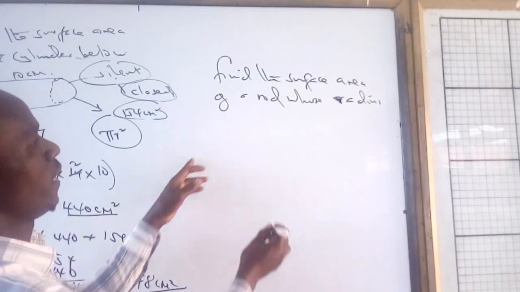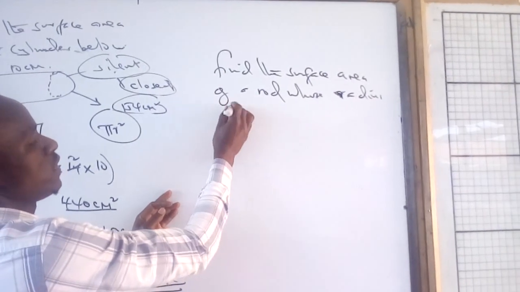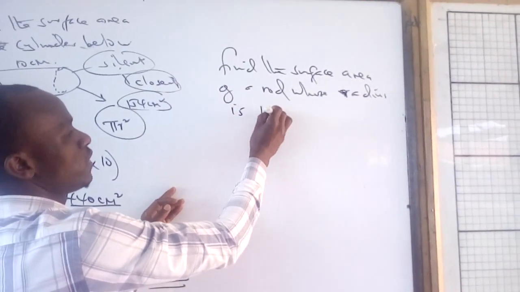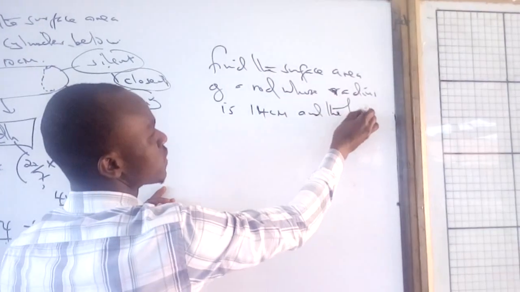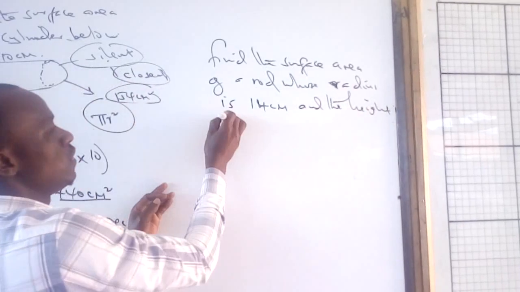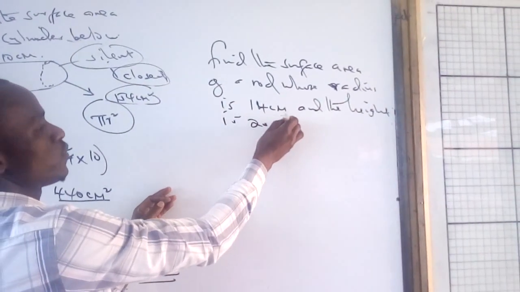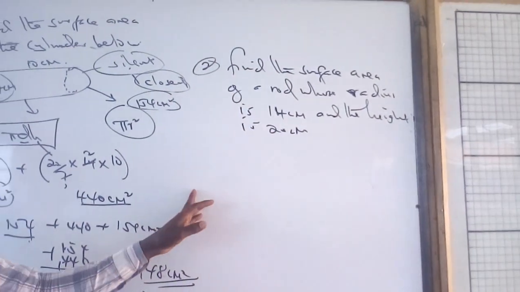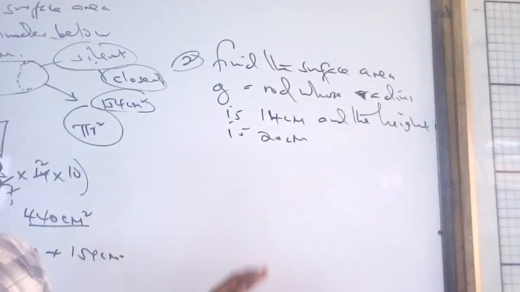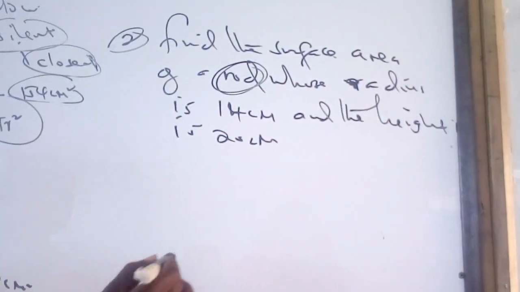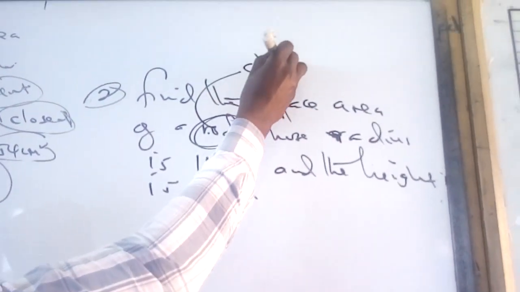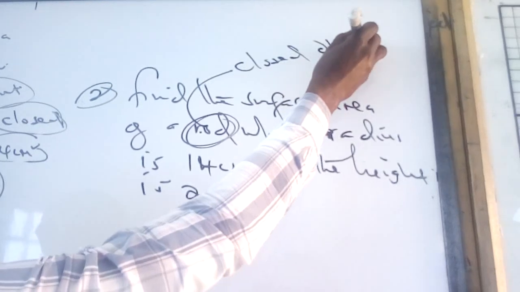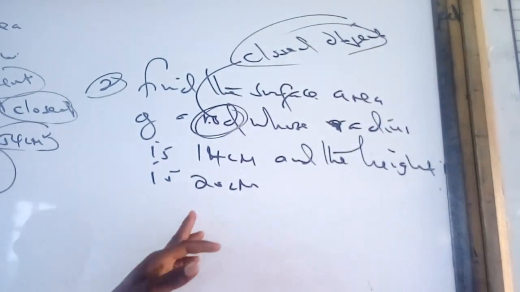Find the surface area of a rod whose radius is, for example, 14 centimeters, and the height is, for example, 20 centimeters. Question number 2. Find the surface area of a rod. The key part of the question is a rod. We have agreed that a rod is a closed object. It's a cylinder which is closed on both ends.